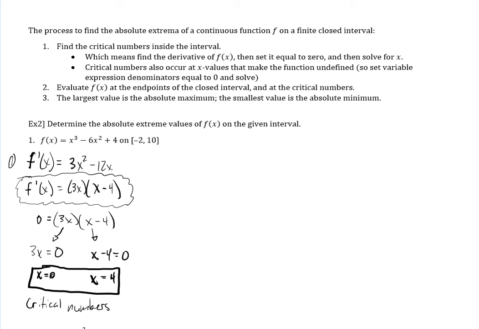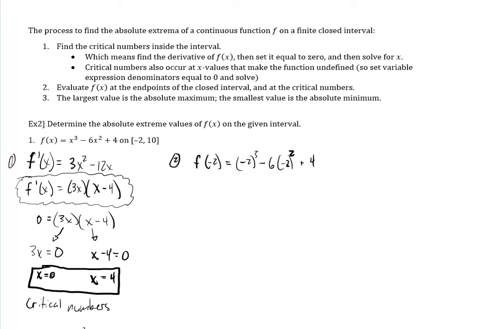So step 2, we're going to plug in all of the critical numbers, so these two critical numbers, along with the endpoints, all into our original f of x. Let's go ahead and do the endpoints first. I'm going to do f of negative 2, and we'll get negative 2 cubed minus 6 times negative 2 squared plus 4.